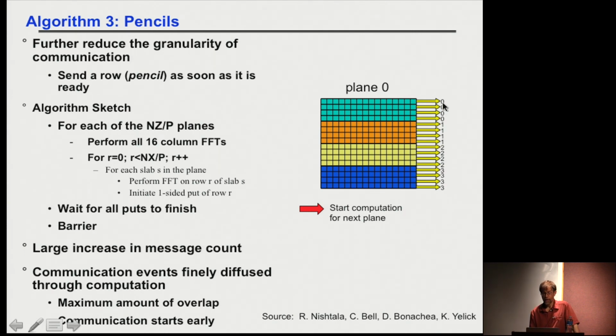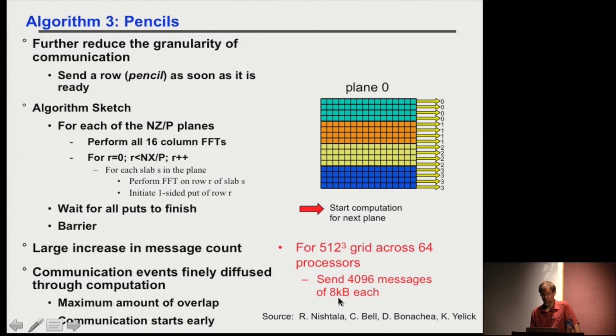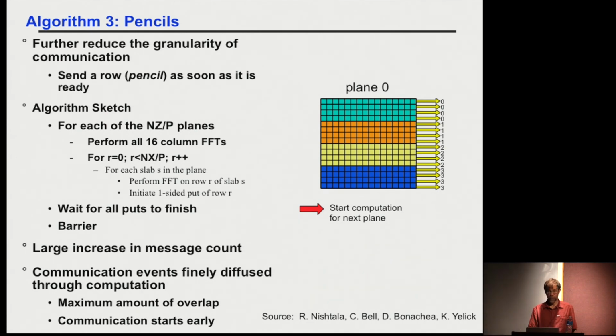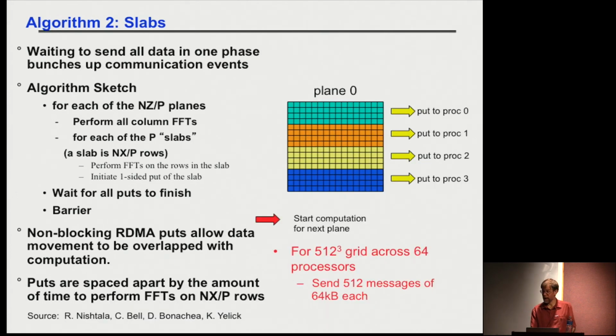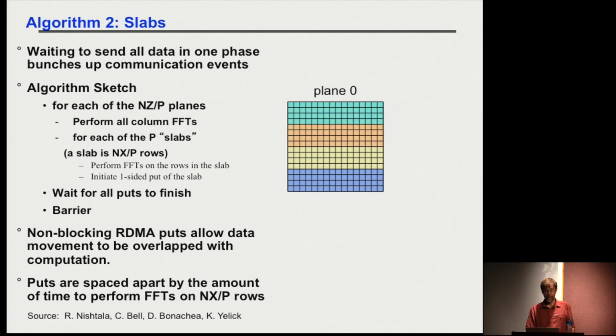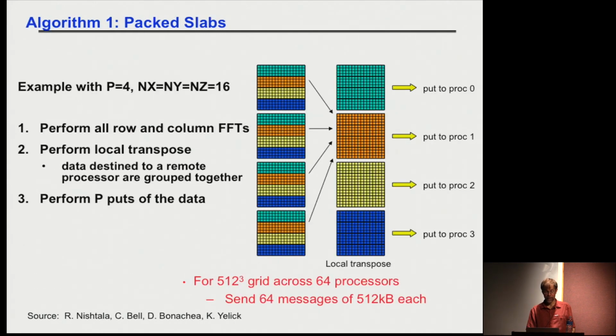So now I have lots of little messages, and for that 512 cube grid, I'm sending 4,000 messages, but each one is only 8 kilobytes. So now the question is, am I going to really pay for that by sending all those messages, or do I get more opportunity to overlap communication and computation? So these are the three flavors of algorithm. There was pencils, there was slabs, and there was packed slabs. Okay, so those are the three flavors I want to compare.